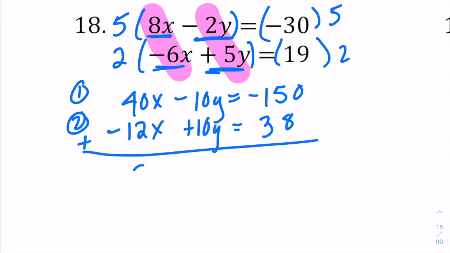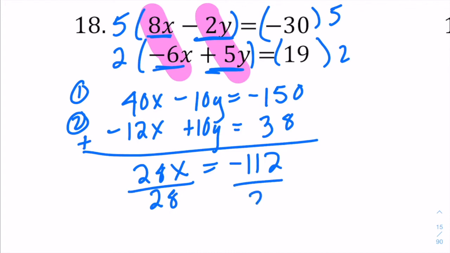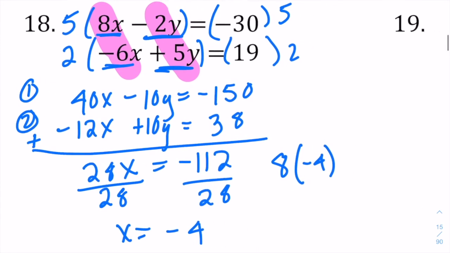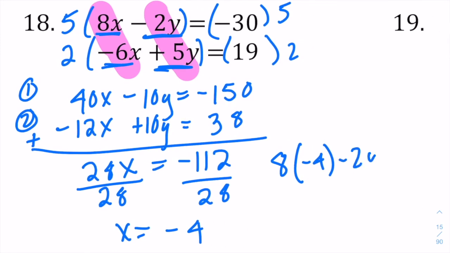We get 28x here equals negative 112. And we divide both sides by 28. And we get x equals negative 4. Great. So we'll go ahead and plug that back in. So 8 times negative 4 minus 2y equals negative 30. So that's negative 32 minus 2y equals negative 30.